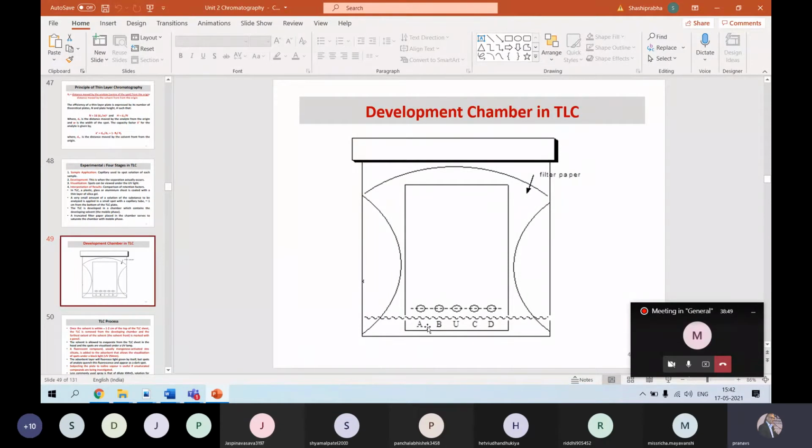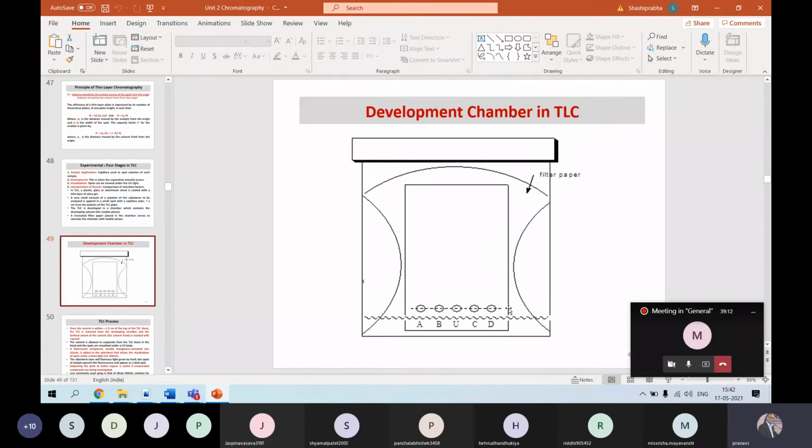Otherwise, everything will be dissolved and it will be taken up by the mobile phase. So what you do is you keep the level such that these spots are above the level of the mobile phase. So you can have n number of spots here for different samples.